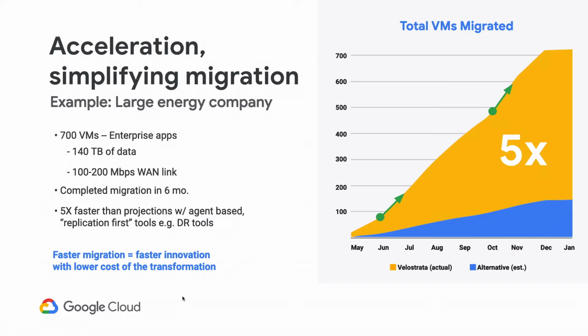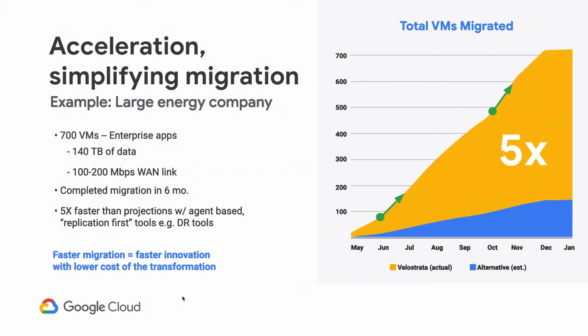So from that perspective, this customer had 700 VMs, about 140 terabytes of data, with limited bandwidth, 100 to 200 megabits shared between the actual data sets. So how do you leverage that for actual production data, and also for migration of that workload as well? From that aspect, we actually completed within time, even within 4 months, so 2 months earlier than what they projected.